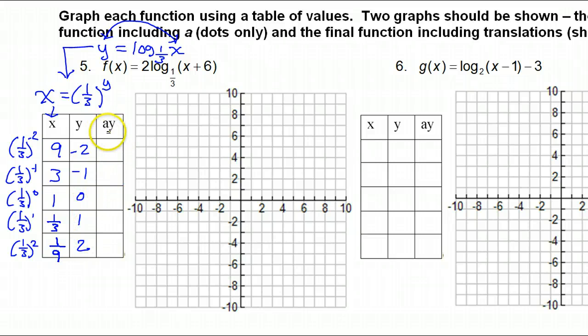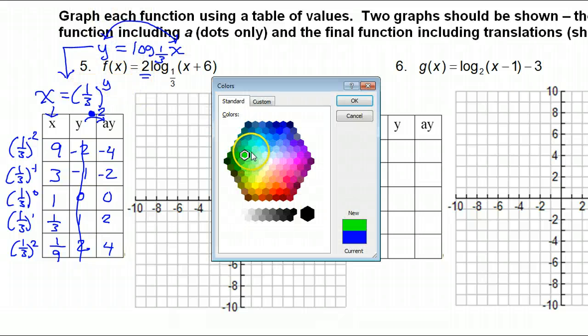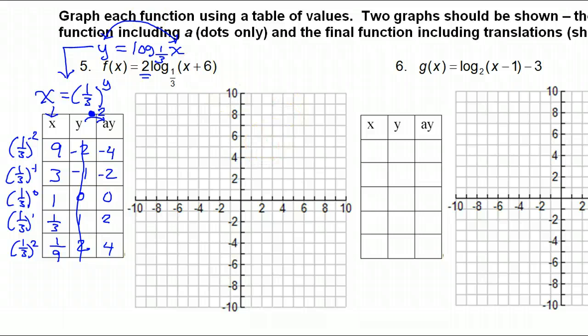Is there an a value that I need to do? Sure, there's my a value right there. So to get from the y values to the new y values, I need to multiply everything by 2. So this will become -4 and -2 and 0 and 2 and 4. Once you have the new y values, you can cross out the old ones. Now we haven't done the shift yet, this +6, so whatever dots I graph next will be temporary, and I like to do those in green.